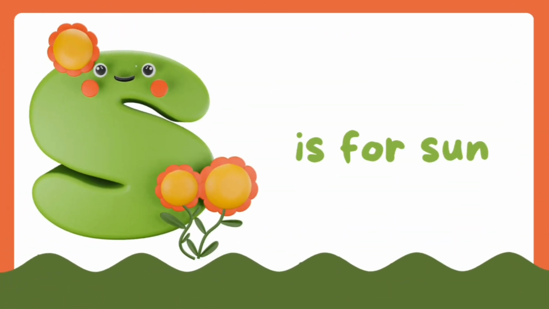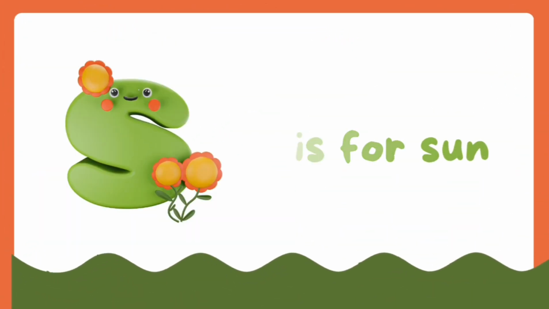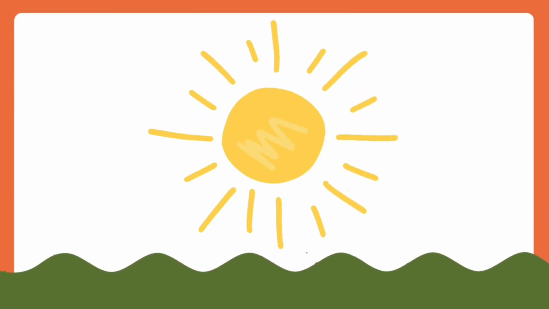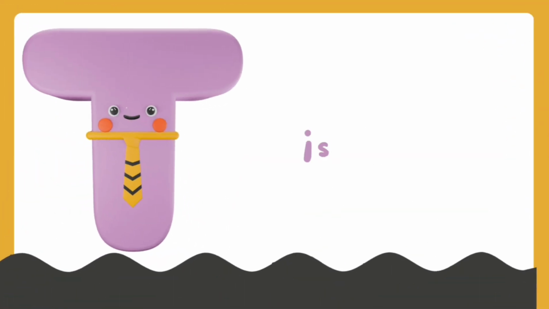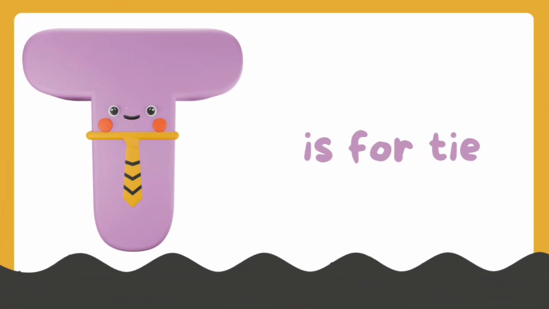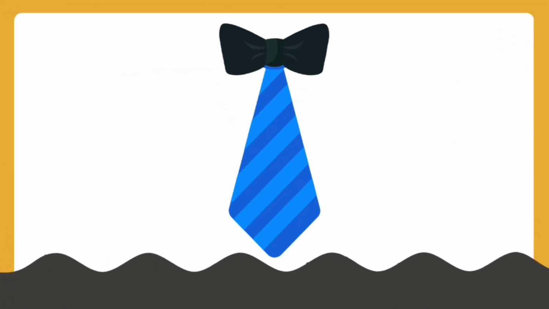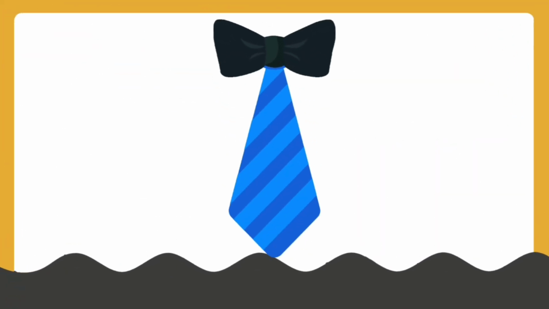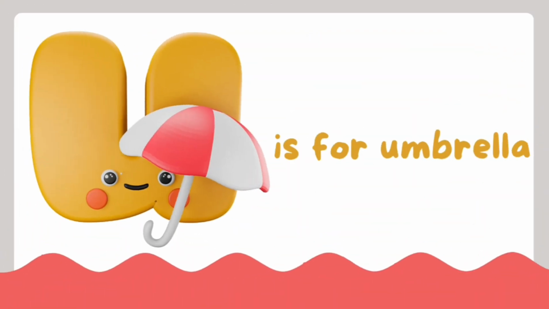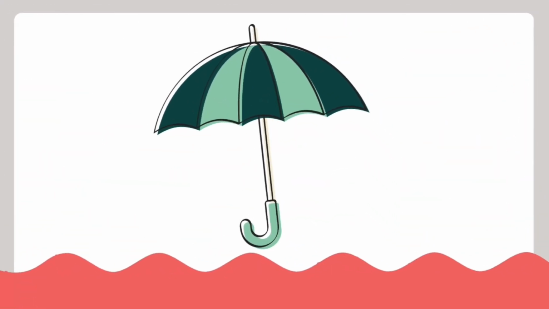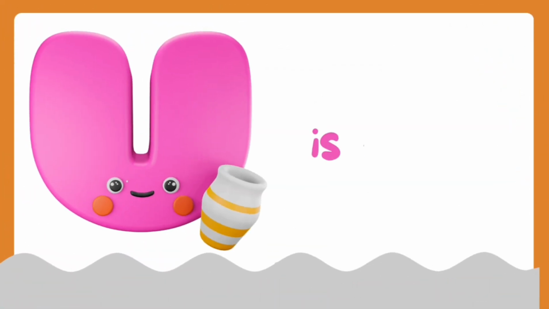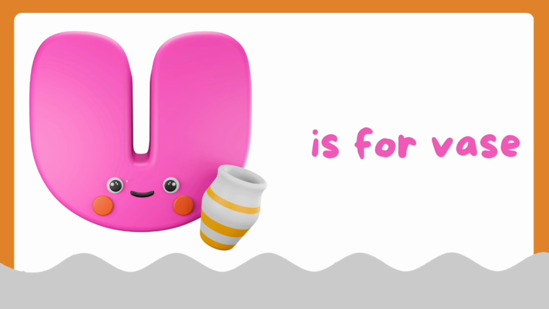S is for sun. T is for tie. U is for umbrella. V is for vase.